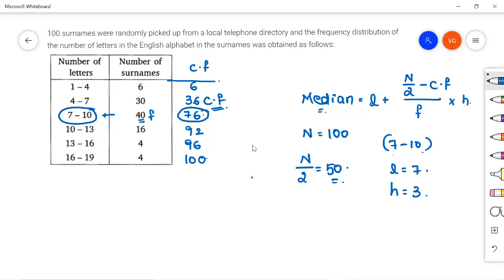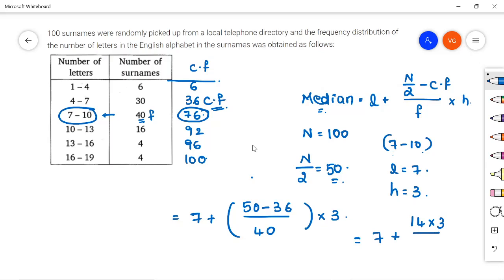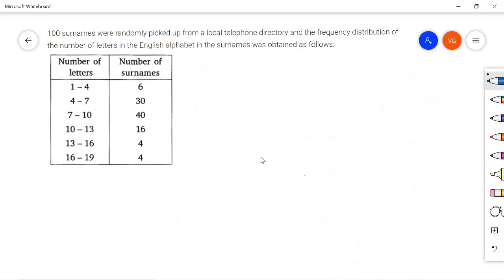So now if we substitute all these things in the formula, you'll get 7 plus n by 2 is 50 minus cumulative frequency 36 divided by frequency is 40 into 3. So this will be here 14 into 3 divided by 40. So you will get it as 8.05. So the median here for the given data is 8.05. That is nothing but the median number of letters in the surname is 8.05.